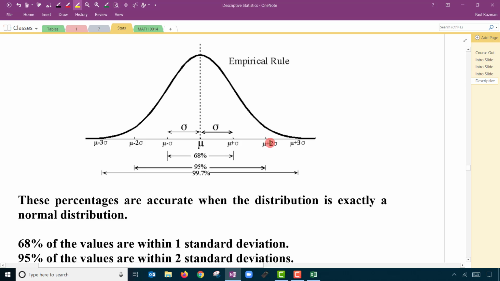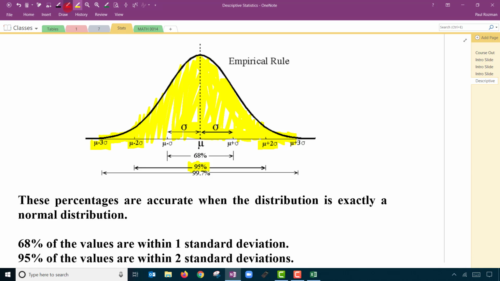If you go 2 standard deviations above the mean and 2 standard deviations below the mean, you'll see that I'm shading almost the whole thing. I'm shading 95% of the area. Once you get out to 3 standard deviations, well, I'm stopping here now. I basically get everything.